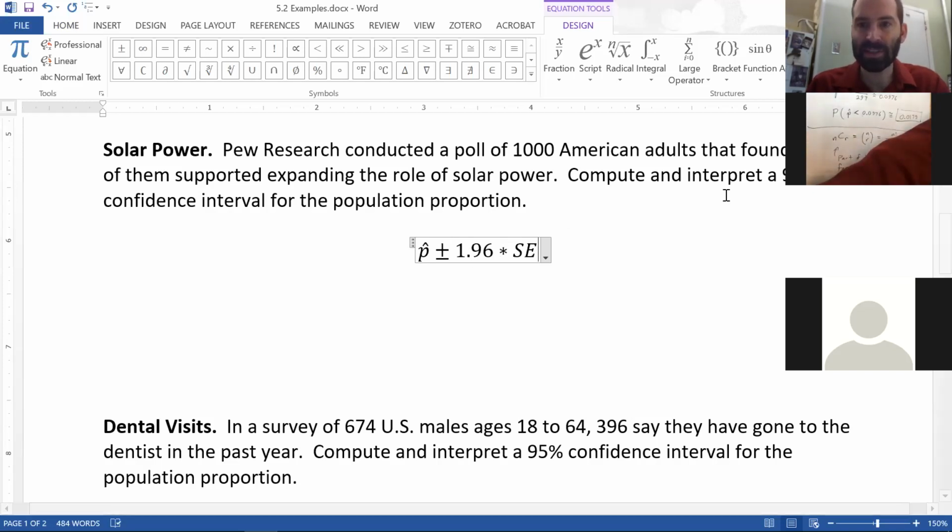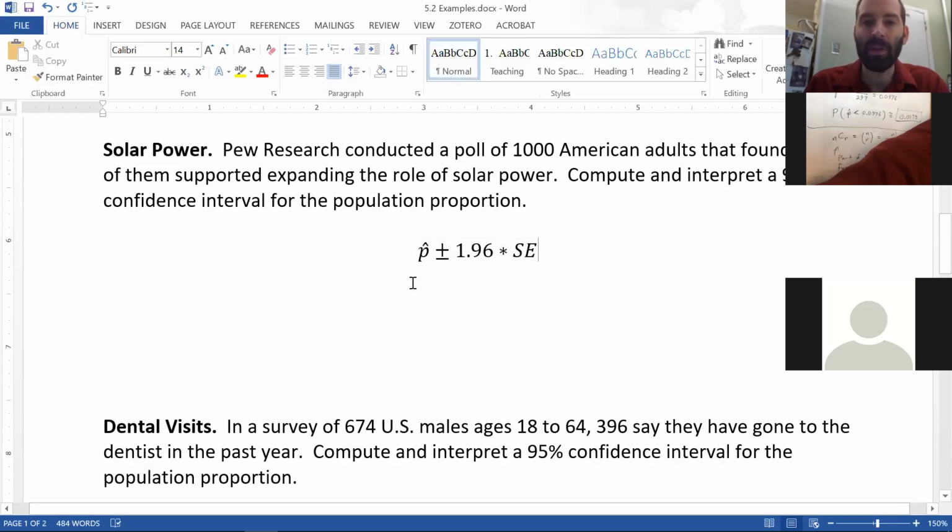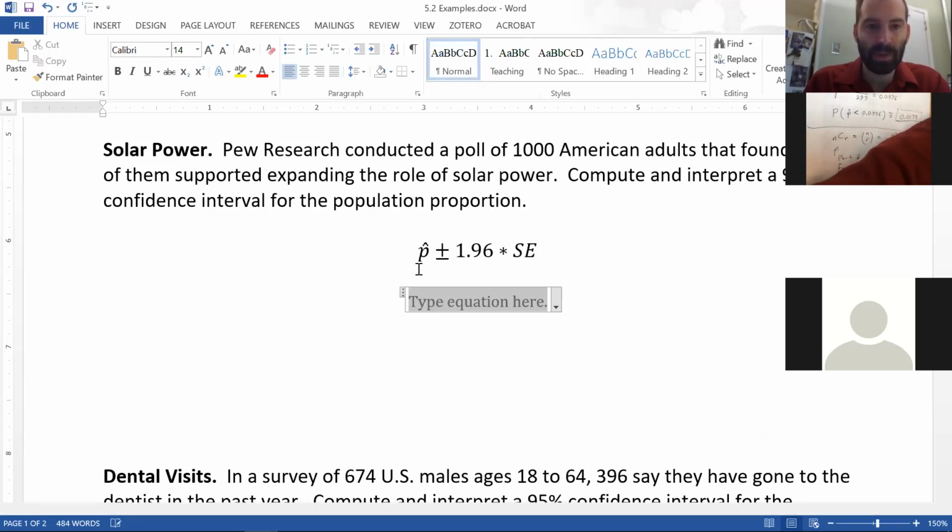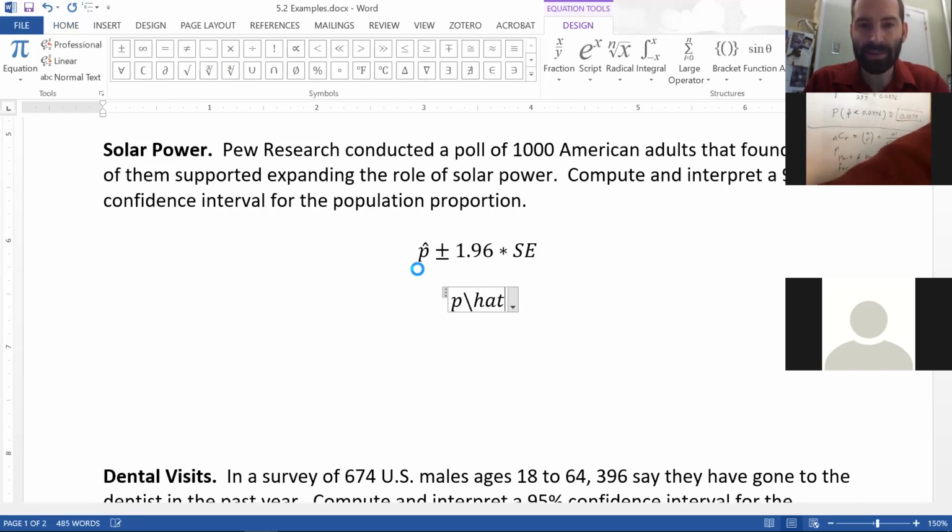I know it's 1.96 because it's a 95% confidence interval, and you're just going to have to remember that 1.96. Okay. Now, what do we know in this problem? Well, p hat, I think we have. In this sample of 1,000 American adults, I can see that the percentage is 88.7. So I can convert that to a proportion, 0.887. That's my p hat.